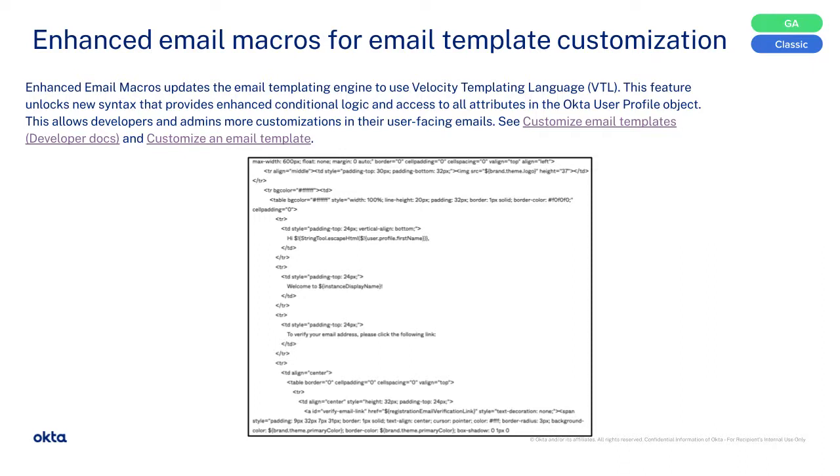Enhanced email macros updates the email templating engine to use velocity templating language. This feature unlocks new syntax that provides enhanced conditional logic and access to all attributes in the Okta user profile object. This allows developers and admins more customization in their user-facing emails. See Customize Email Templates for more information.